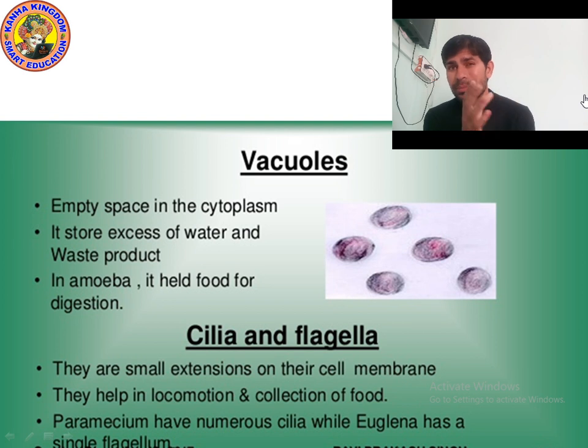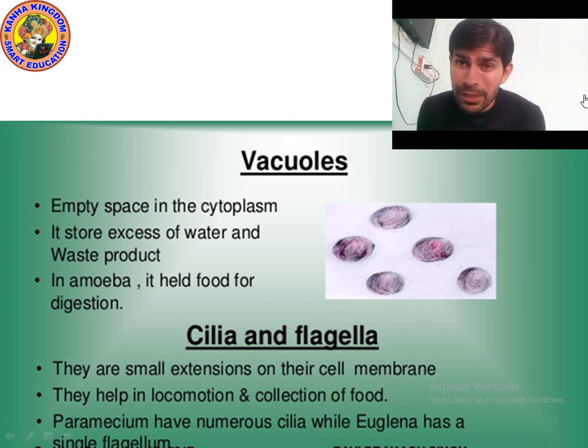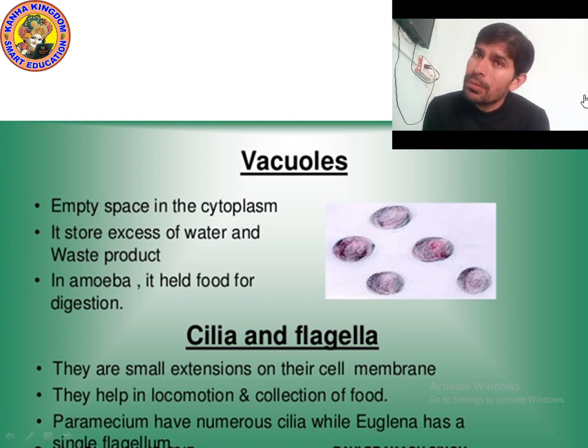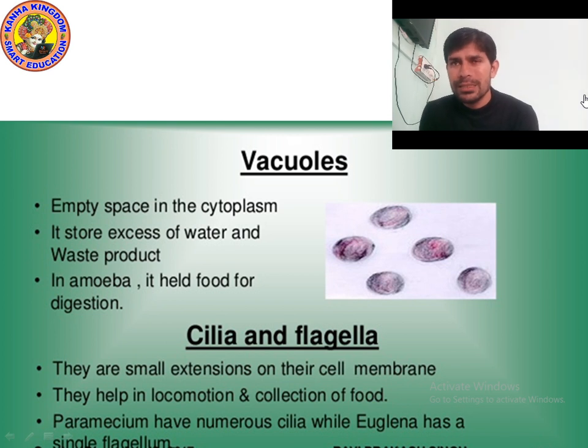Cilia is not any kind of plant cell or animal cell part. It is a part of an organism. Cilia is found on a unicellular microorganism, a unicellular living organism called paramecium. Yes, it is present at the top of paramecium, and euglena has a thread-like structure.